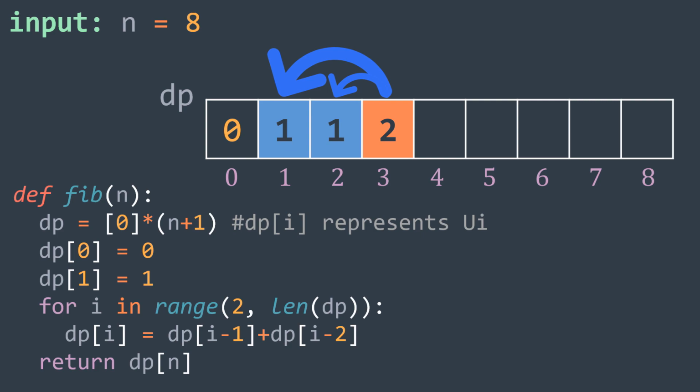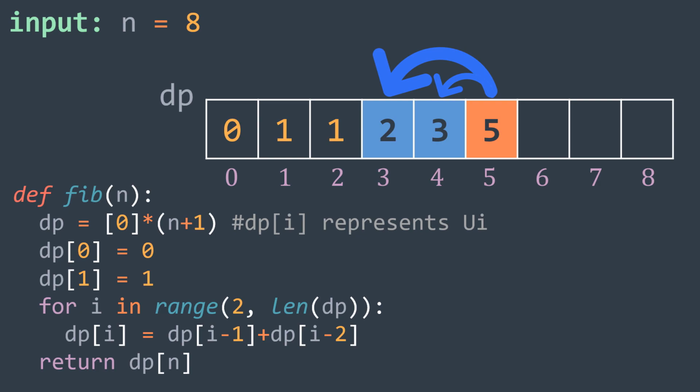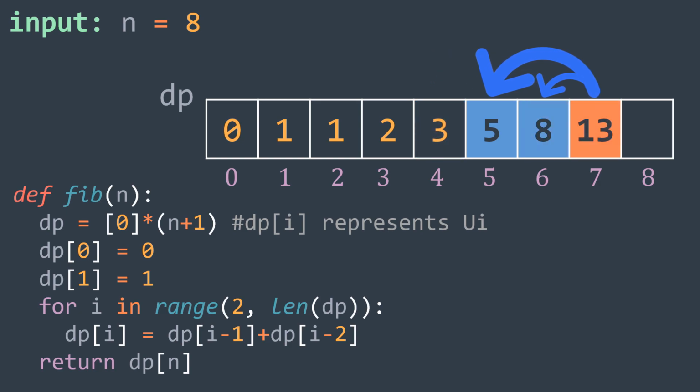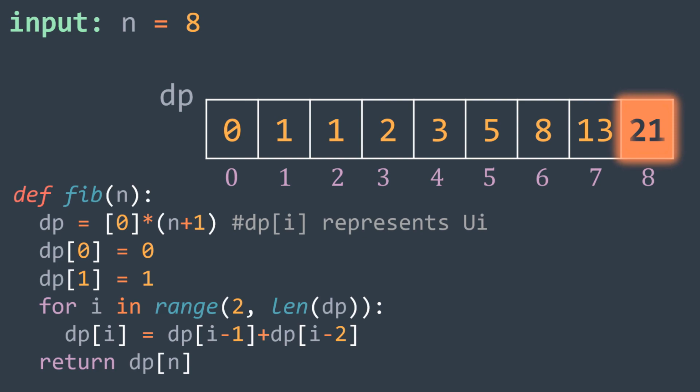Next term, dp of 4 is 2 plus 1, 3. Next term, dp of 5 is 3 plus 2, 5. Next term, dp of 6 is 5 plus 3, 8. Next term, dp of 7 is 8 plus 5, 13. Last term, the one we're searching for, is 13 plus 8, 21. And we got the value of the 8th term of the Fibonacci sequence, which is 21.